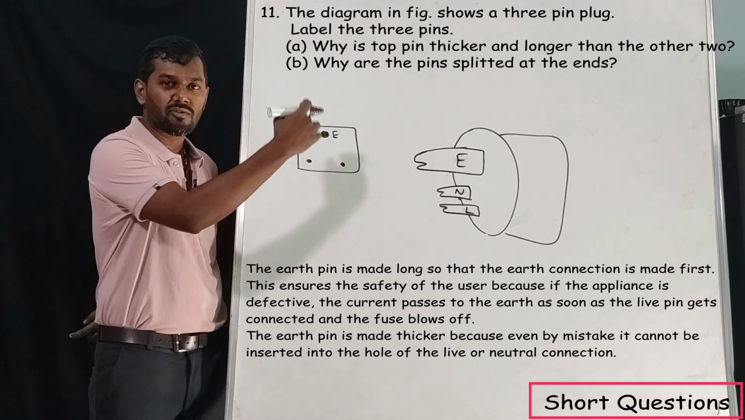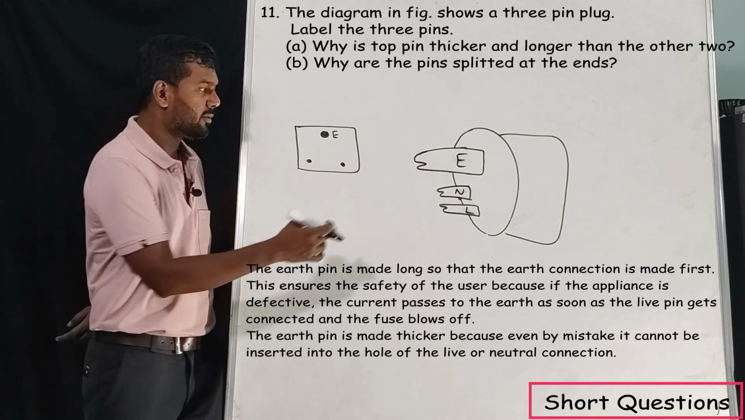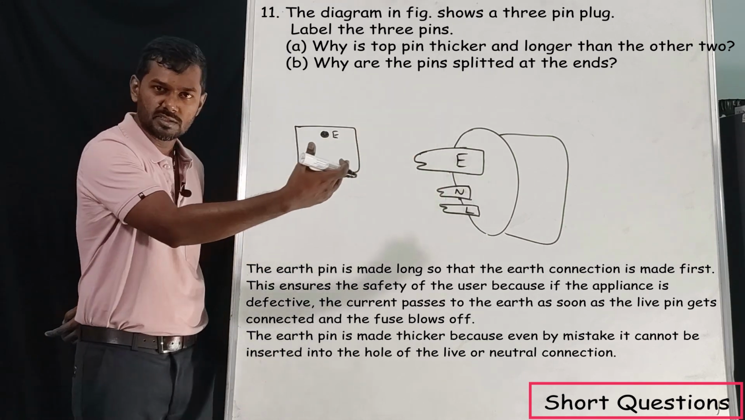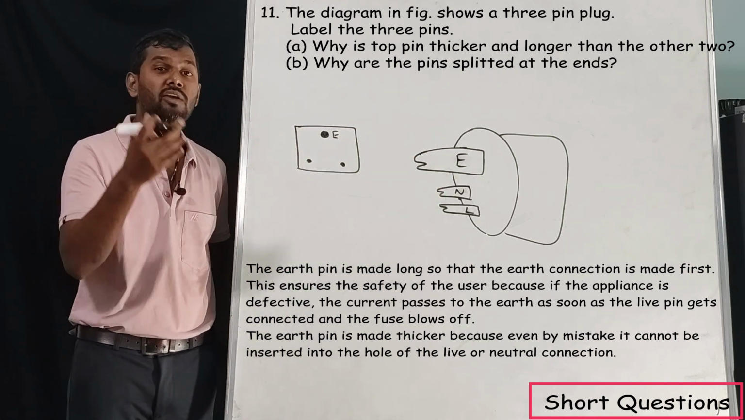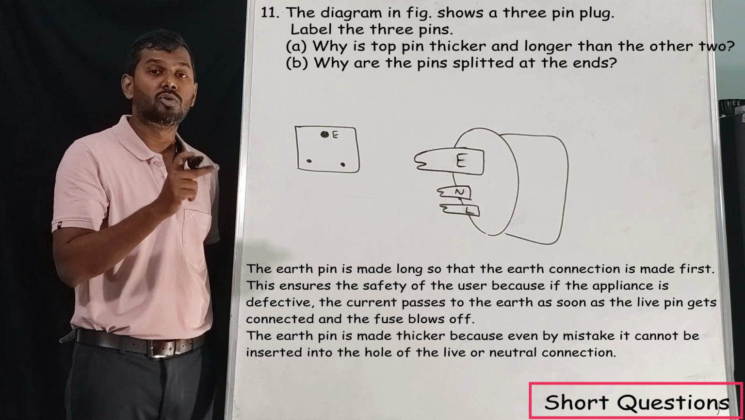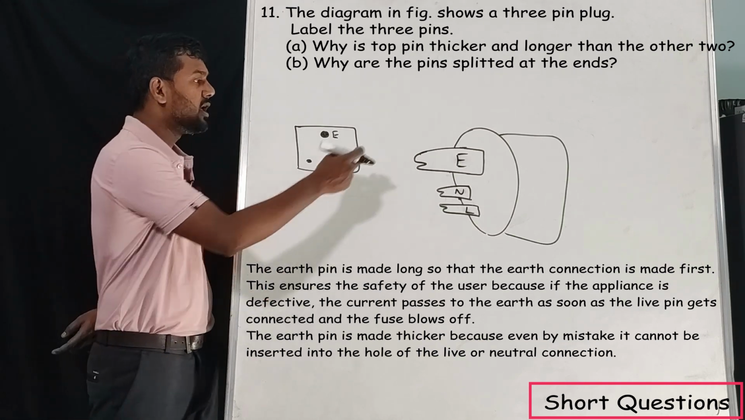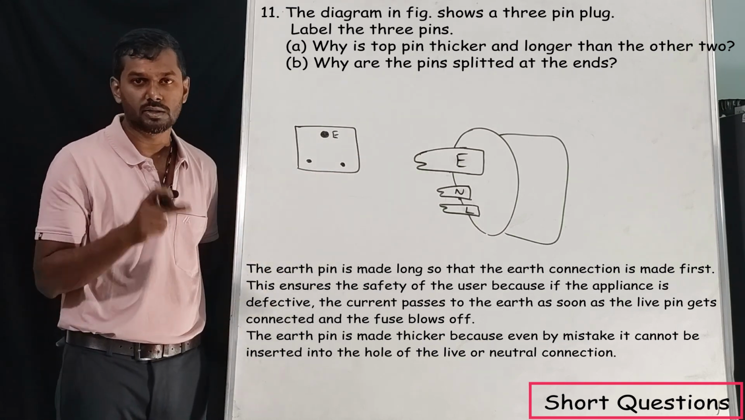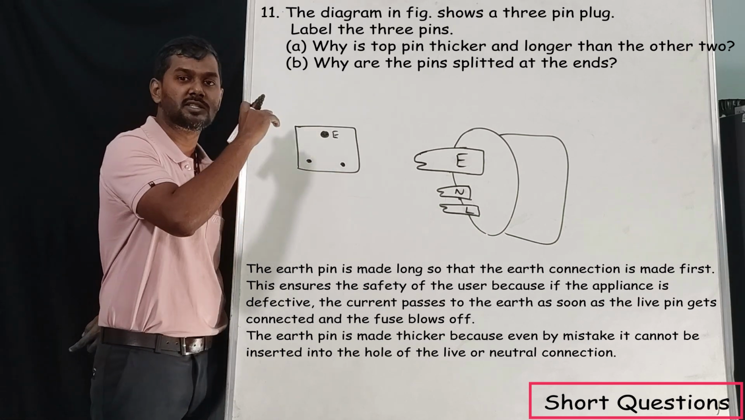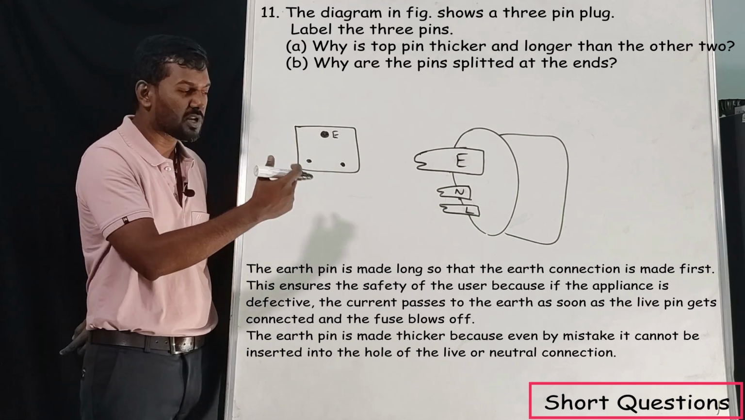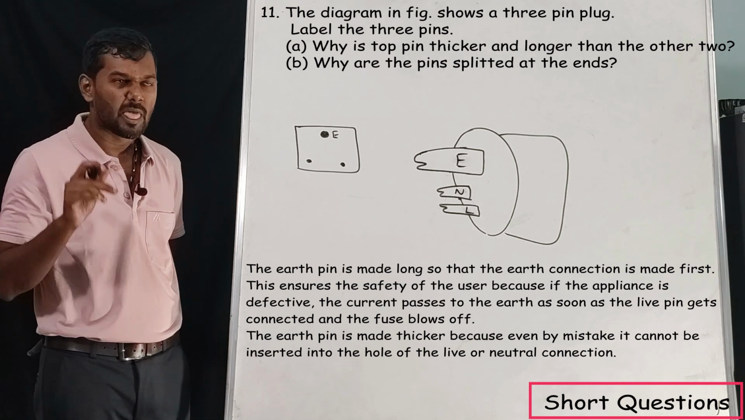The 3 pin is coming from an appliance, right? So whatever the appliance we are using, if it is a faulty device, to ensure the safety of the user, this pin is made longer, the earthing connection. Once the earthing connection gets the connection first, then that is safety for the user.